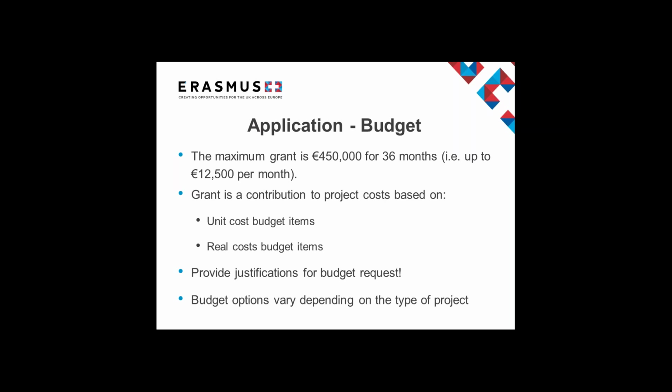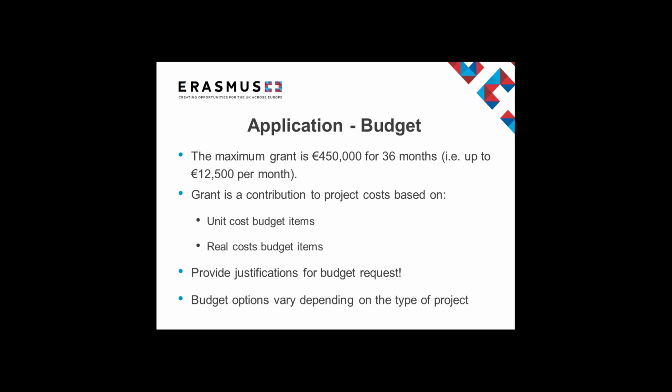Contributions based on real costs apply to the following budget headings: special needs support and exceptional costs, as well as exceptional costs under learning, teaching and training activities. Special needs support can amount up to 100% of eligible costs. For exceptional costs, this is 75%. For expensive travel costs of participants from outermost regions and overseas countries and territories under learning, teaching and training activities, you can request up to 80% of eligible costs.